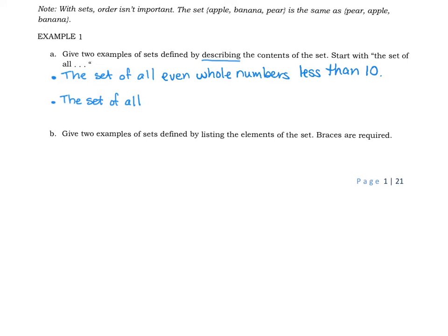And then for my second set, it says a set of all members of my family. Okay. So then it says give 2 examples of sets defined by listing the elements of the set.